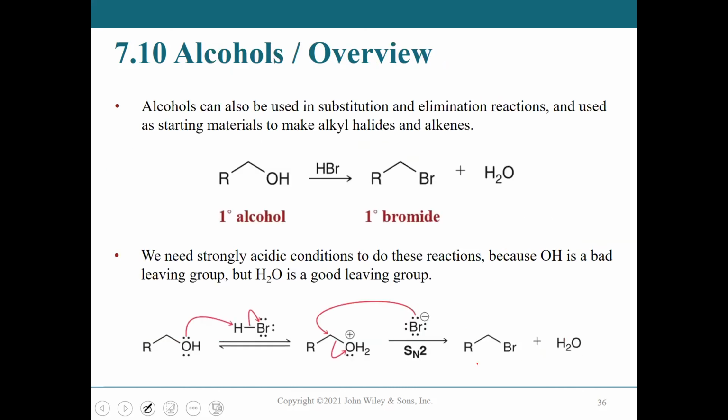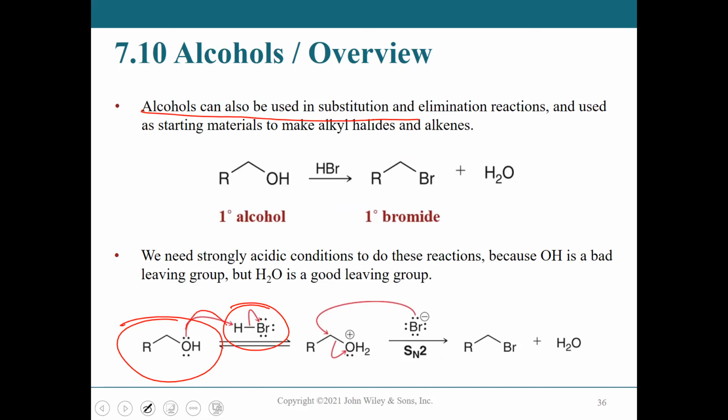Another option that you can do: alcohols can also be used in substitution if you protonate them. If they get protonated, they become OH2 plus, a good leaving group. So this one is an alcohol, and you treat it with a strong acid like HBr. It can be sulfuric acid, it can be HCl, as long as it's a strong acid in high concentration, so it will protonate it.